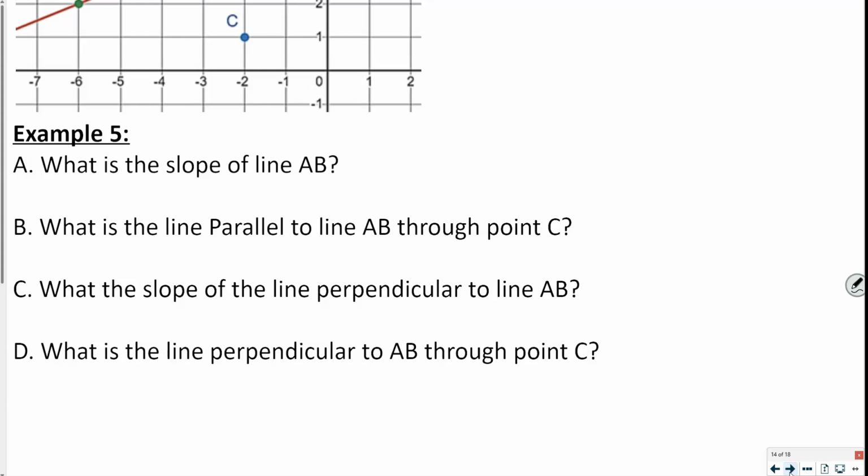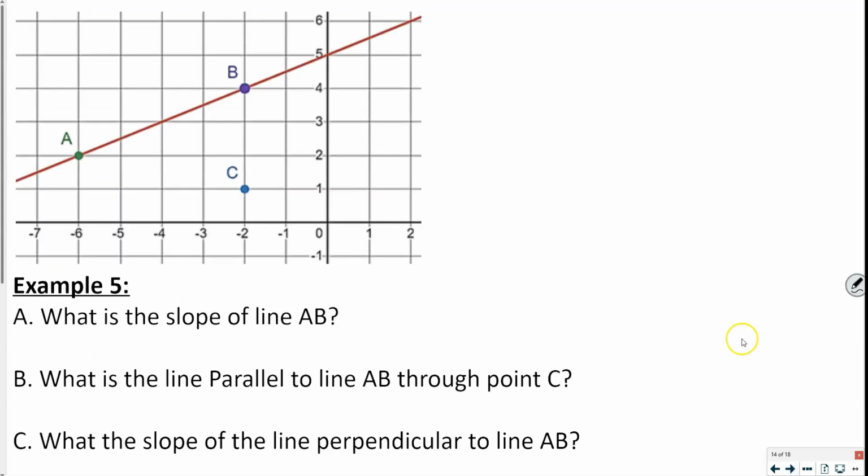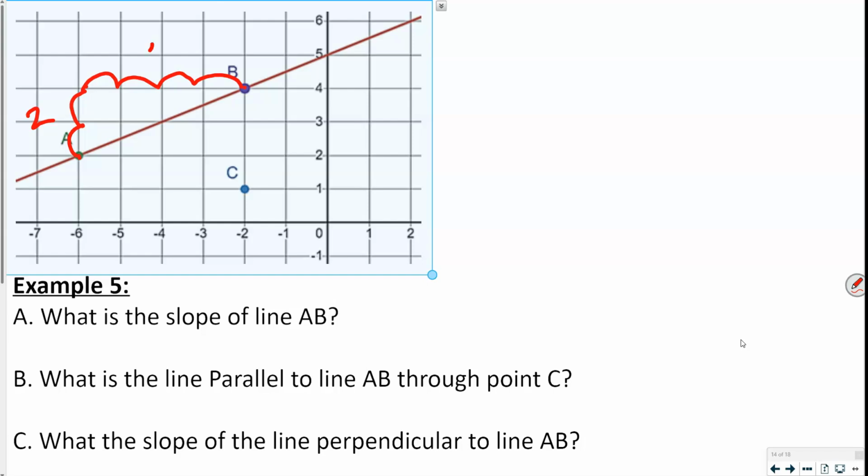All right, now this next one is example 5. And example 5 is we're going to step through this problem. Okay, so it says, what is the slope of line AB? So that's the first thing we're going to do is find the slope of the AB. Here's my point A, there's B, so we're going up 1, 2, and we're going over 1, 2, 3, 4. So slope of AB is 2 over 4, which is equal to 1/2.